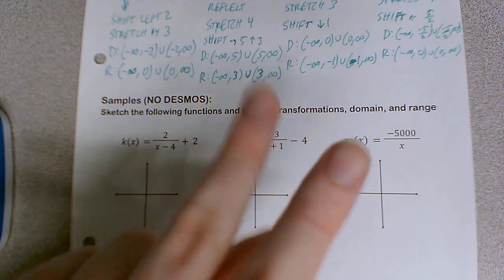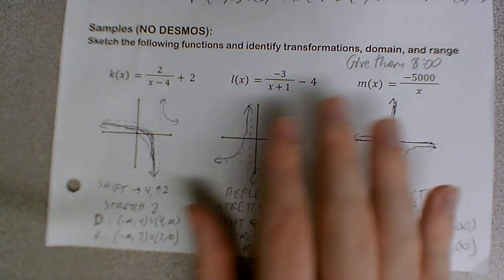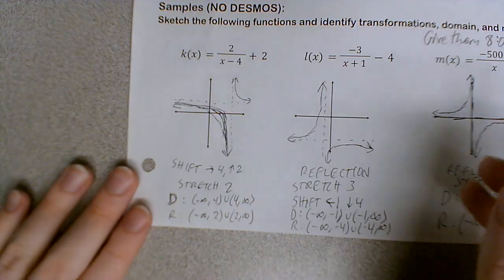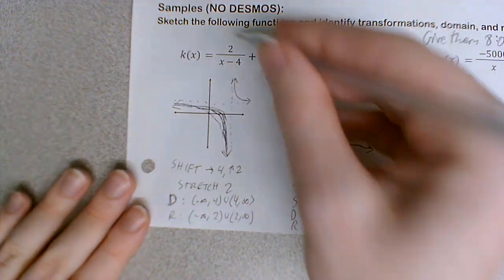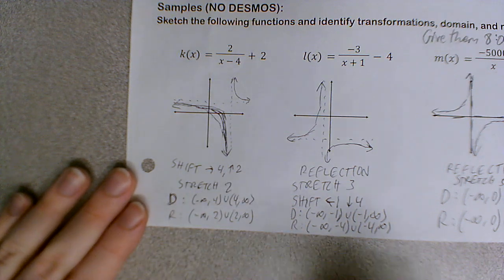3, 2, 1. Alright, so this is what you should have. This first one, top right, bottom left, because the numerator is positive. This is where it's shifted, this is where it's stretched, that's the domain, and that's the range.